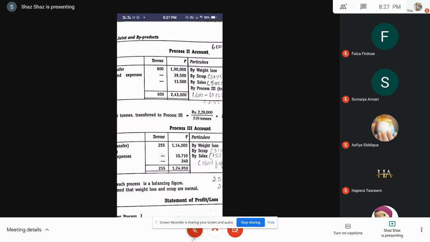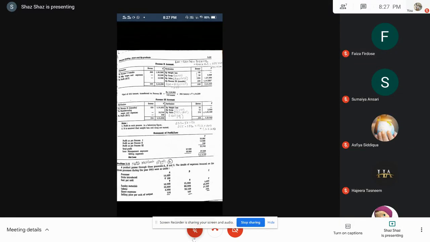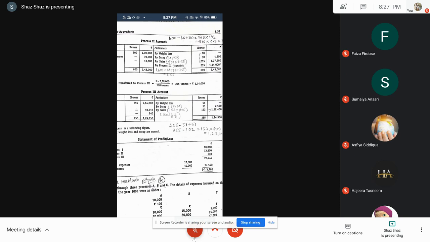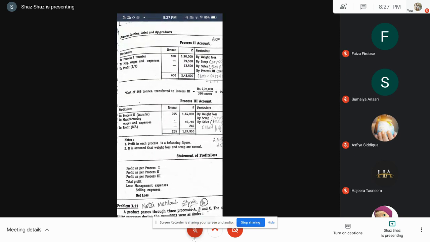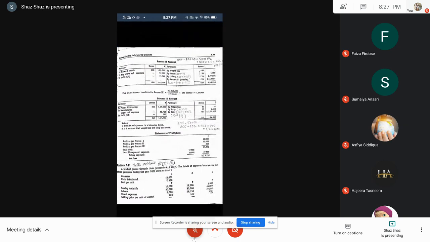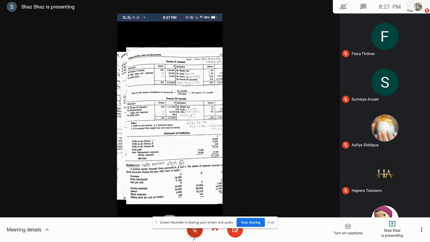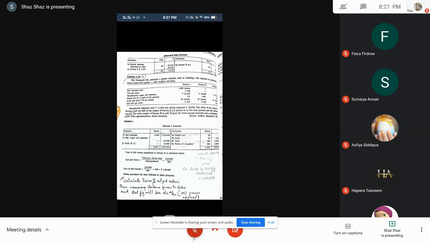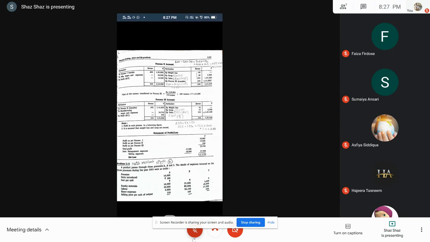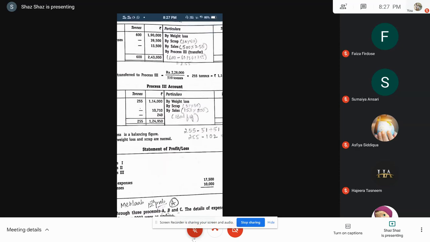Clear? Yes ma'am. Same way you have to do process 3 also. For process 3, what balance do we take? What is transferred from process 2, this 255 and 1,14,000, take this transfer into process 3. See here, process 2 transfer 255 and 1,14,000. Then as usual manufacturing expenses, how much is it? 10,710, you will be taking.